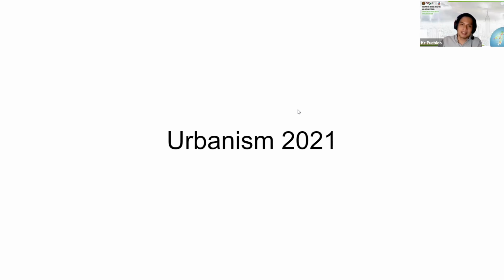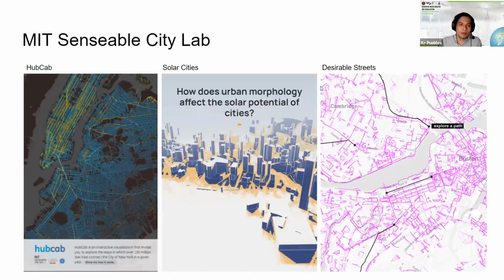One of those is MIT Sensible City Lab, where they mapped out taxi trails and visualized how to optimize those taxi routes depending on peak hours. And then you have urban morphology, solar cities, which looks at urban morphology as it is affected by solar potential. And desirable streets, this maps out the difference between, I'm sure all of us have done the same, where we've walked a certain road, but we really prefer going a certain road rather than the shortest path. So this maps out what those urban conditions are, why we choose desirable streets over the shortest paths.